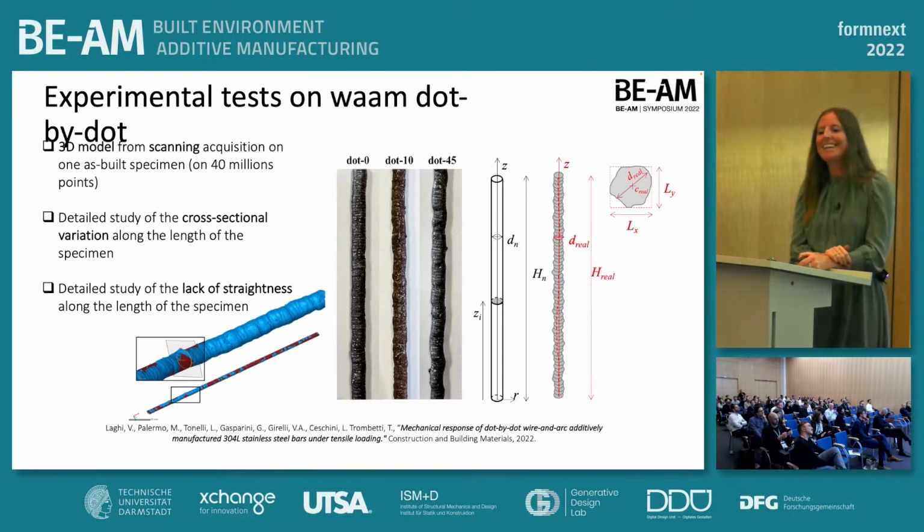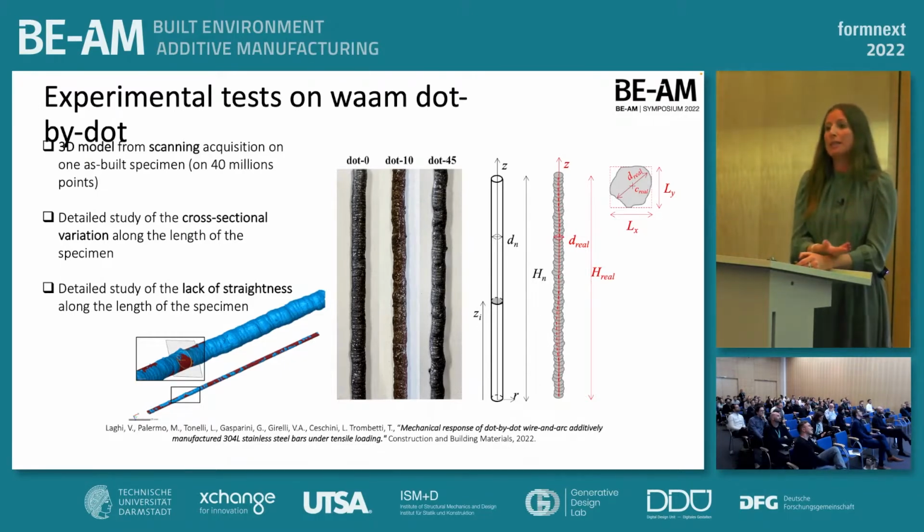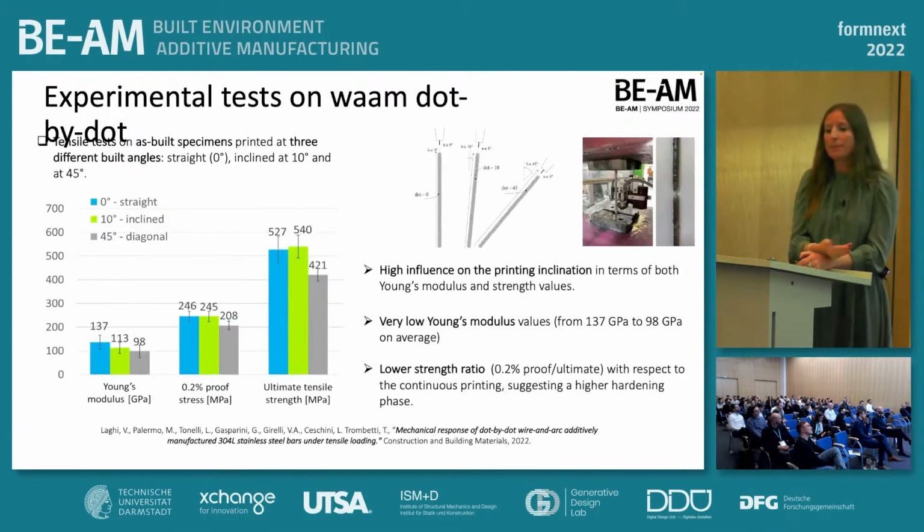So, moving fast, the experimental tests were carried out first on the geometrical characterization. Of course, we first wanted to understand the diameter variations and the lack of straightness, and we characterized the eccentricity of these bars. No surprise, the one with the higher build angle resulted in the higher irregularity. Same goes for the mechanical properties. A higher build angle resulted in lower mechanical properties.